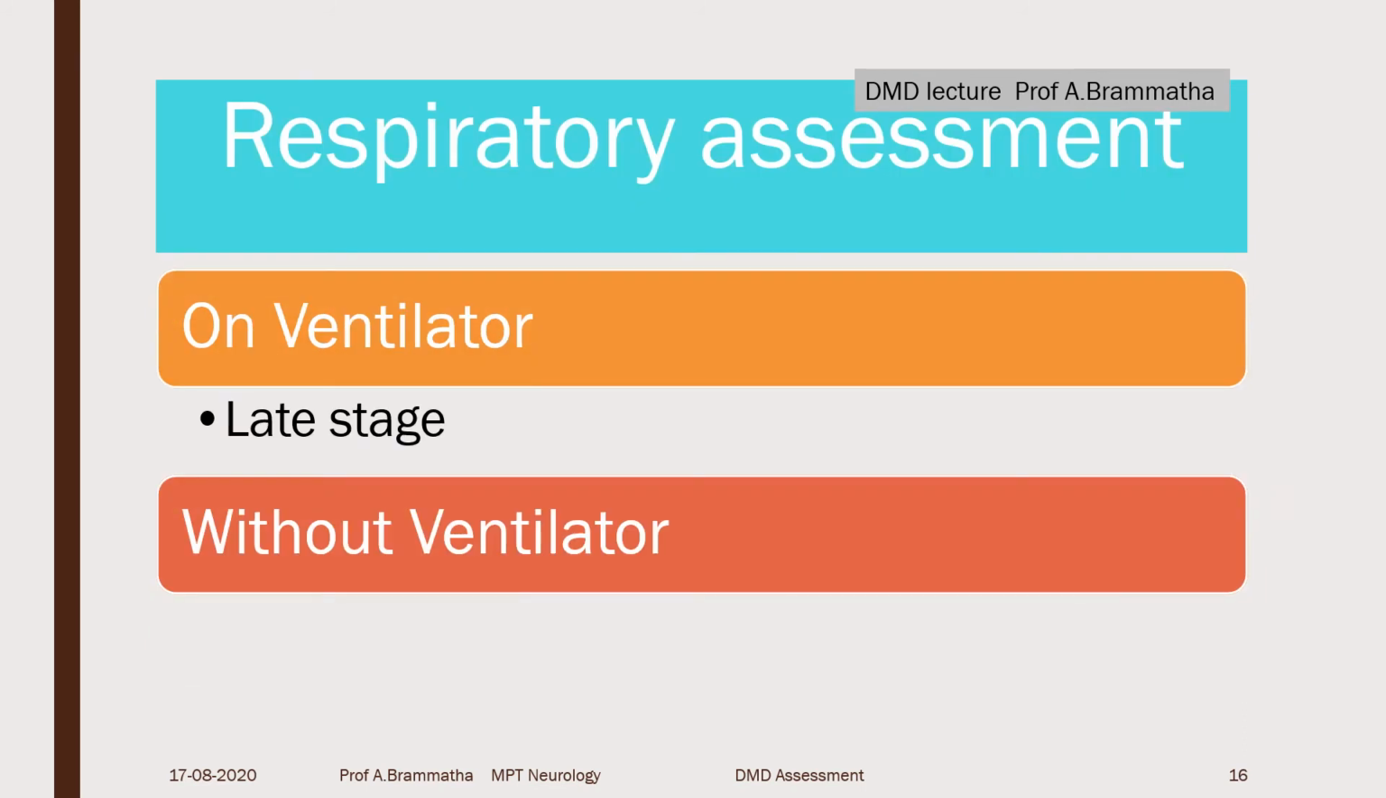Respiratory assessment in the late wheelchair phase and in the bedridden phase. The child, now a teenager, will not require a ventilator in the early stage, but in the end stage, he may require a ventilator for support. So accordingly, we need to go with the assessment. On ventilator, if you get a chance to assess the patient, we can go with that.